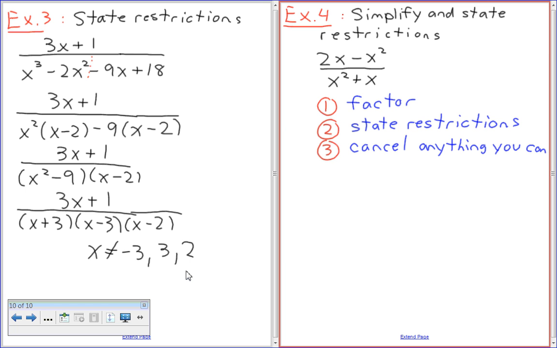So that probably explains some of it. All right, factor, state restrictions, cancel anything you can. Where are we up to, by the way? For some reason I got skipped, that's fine. Curtis, can you please factor the numerator? What does the numerator turn into?